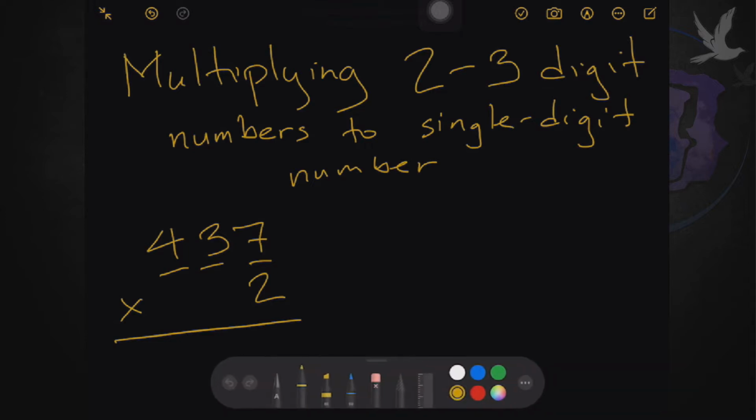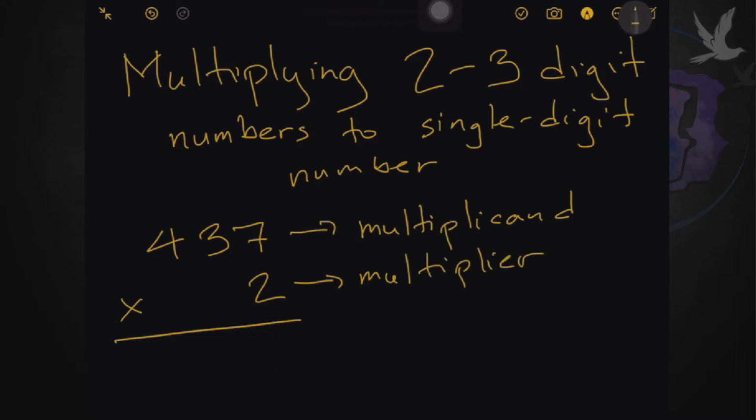Let's go to the parts of the multiplication sentence first. The one above is called a multiplicand. So we have a 3-digit multiplicand and a single-digit multiplier, which means you have to multiply this number 2 times because it's a multiplier.